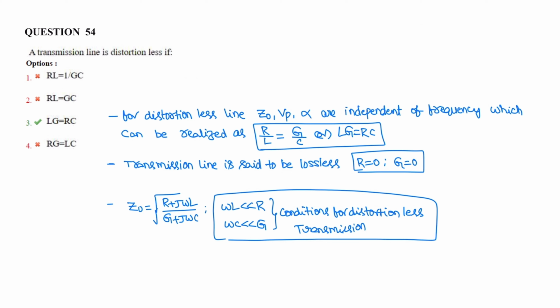Next question. A line is said to be distortionless. The condition for a distortionless line is LG is equal to RC. For a distortionless line, characteristic impedance Z0, phase velocity Vp, and attenuation constant alpha are independent of frequency, which can be realized as R by L is equal to G by C, that is LG is equal to RC. The transmission line is said to be lossless if resistance per unit length R is 0 and conductance per unit length G is 0. So the condition for distortionless transmission is LG is equal to RC.